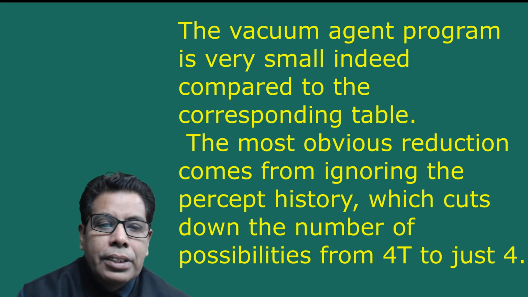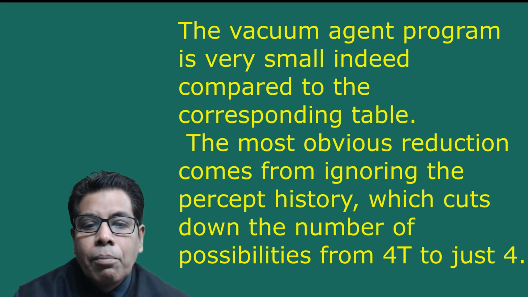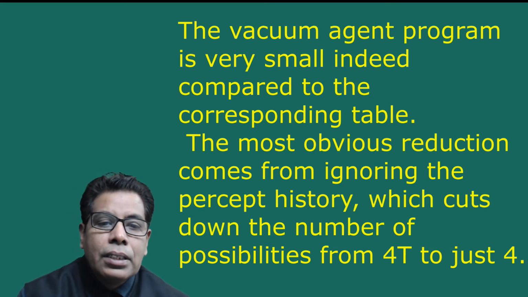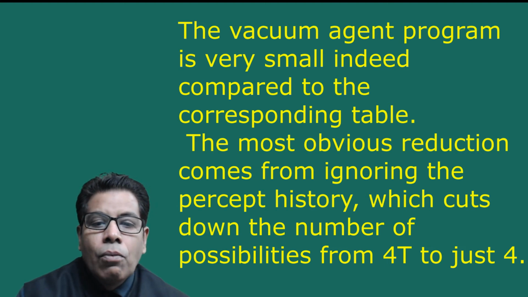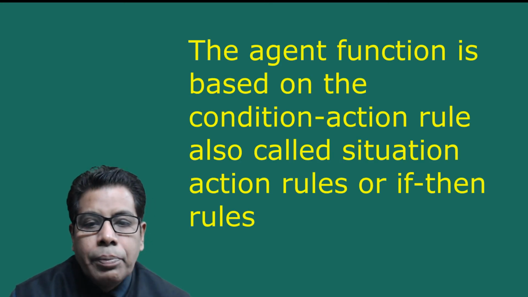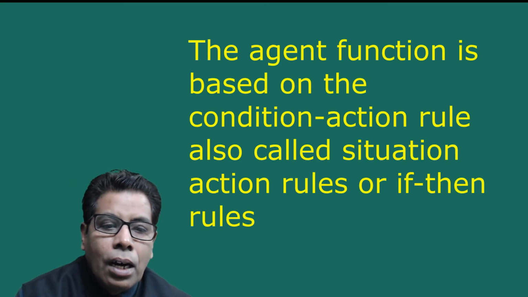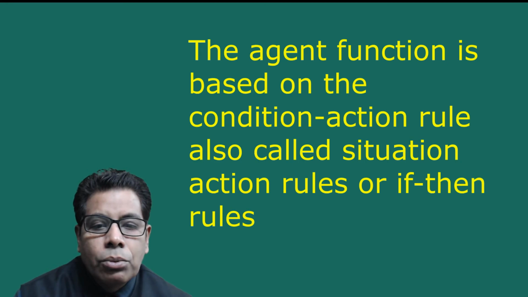The most obvious reduction comes from ignoring the percept history, which cuts down the number of possibilities from 4 raised to T to just 4. A further small reduction comes from the fact that when the current square is dirty, the action does not depend on the location. The agent function is based on condition action rules, also called situation action rules or if-then rules.